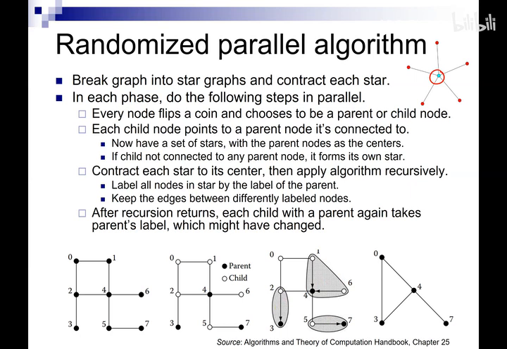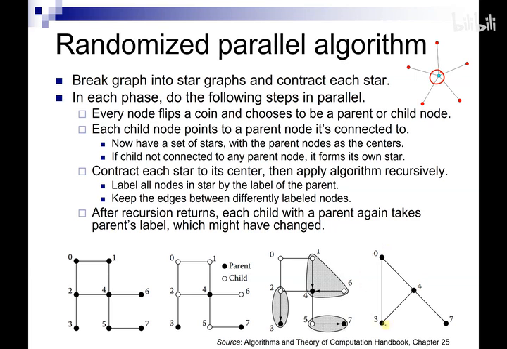And then we do this recursive process of merging nodes. Eventually the recursion is going to bottom out, and as we escape from the recursion, each of these children nodes is going to take the label of its parent. The parent node's label might have changed, so the children nodes need to take the parent's new label.